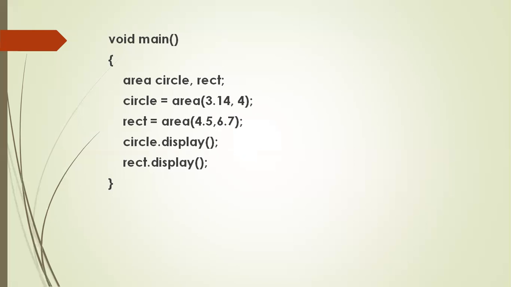Now you call the display function separately with the object circle and the next time with the object called rect. So circle.display displays the area of the circle. When you call the display function with rect, it displays the area of the rectangle. So this is the simplest example which illustrates the concept of dynamic initialization. Dynamic initialization is the process of providing some initial value to an object during runtime, that too using constructors. It is one well-known application of constructor overloading also.